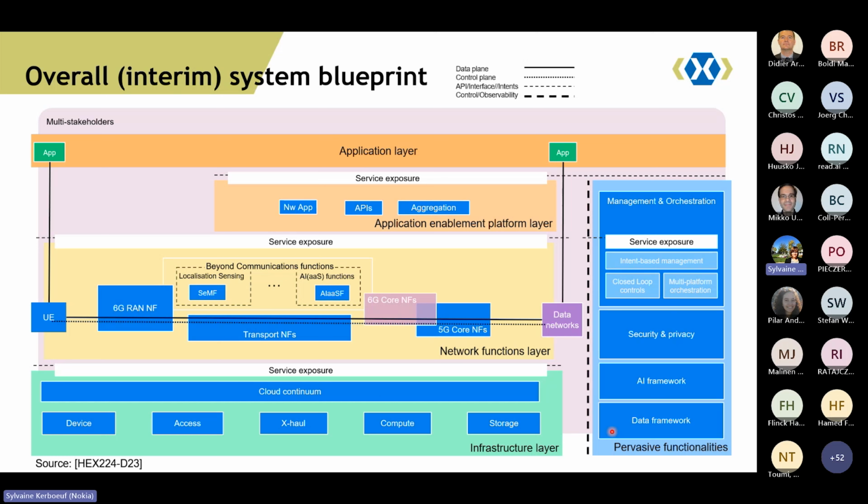Starting from the bottom, we've got this data and AI framework that integrates DataOps and MLOps respectively. Then we've got this management and orchestration framework that relies on an intent-based management approach, multi-platform orchestration, and closed-loop control. And we also have this security and privacy framework that will secure the system by design. So this is a detail about the last iteration of our system blueprint.